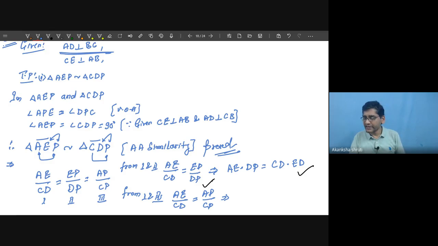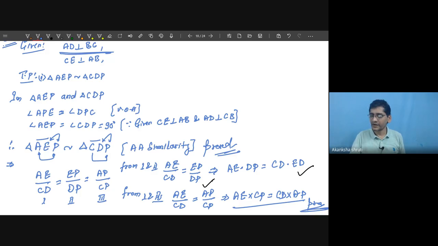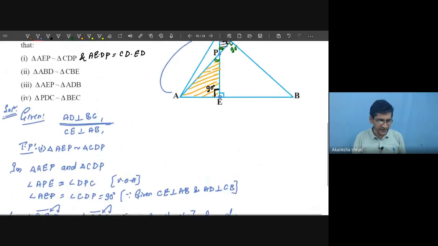If it is given in ratio form, it is well and good. Otherwise, if it is given in product form, it is still very good. So just go for cross multiplication. AE multiplied by CP is equal to CD multiplied by AP. So this way we have proved this. Okay, so all the questions are the same. Similarly, we need to do the other part.